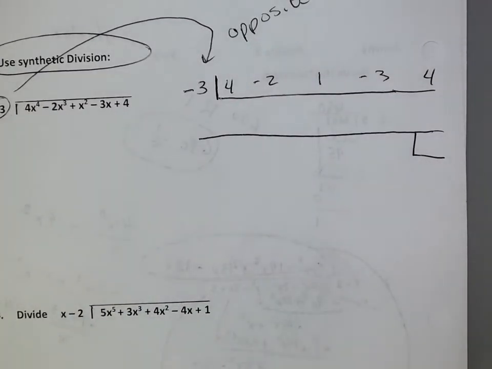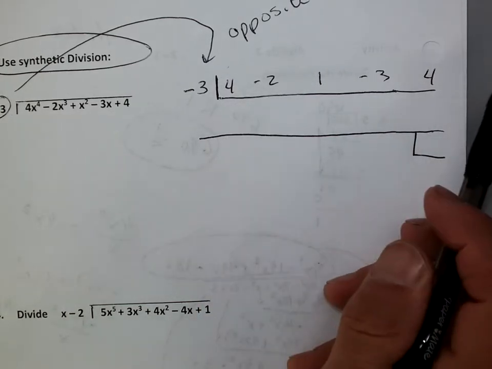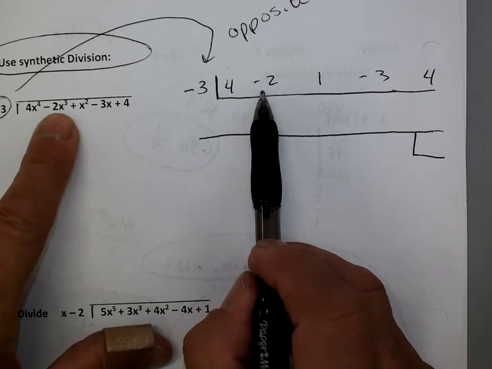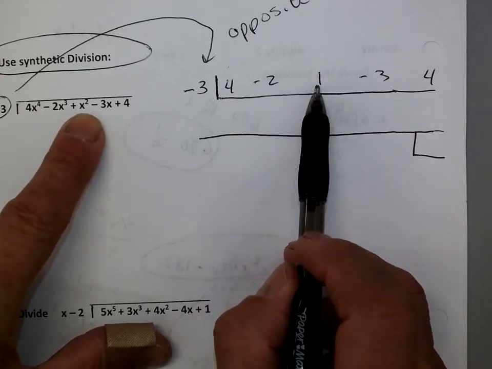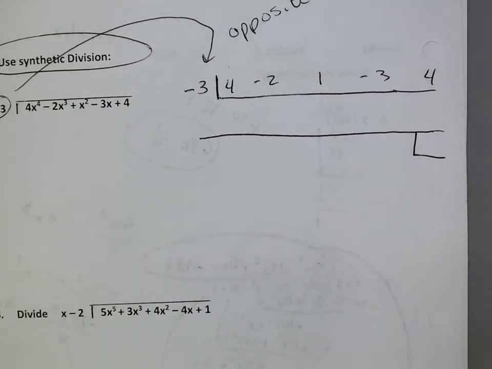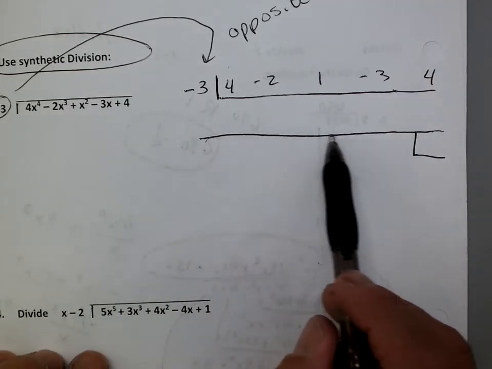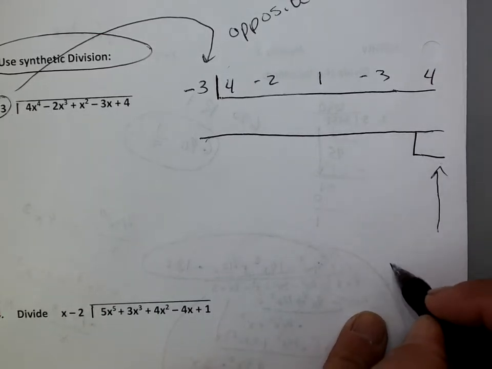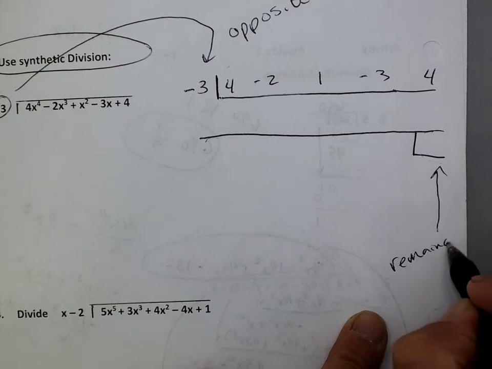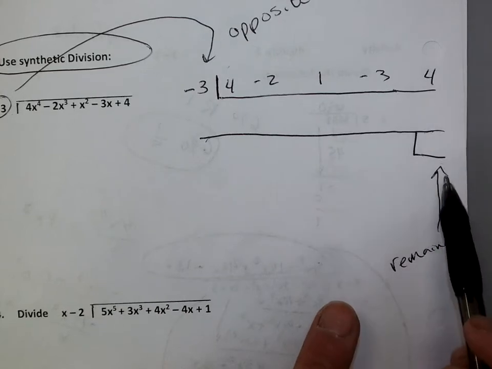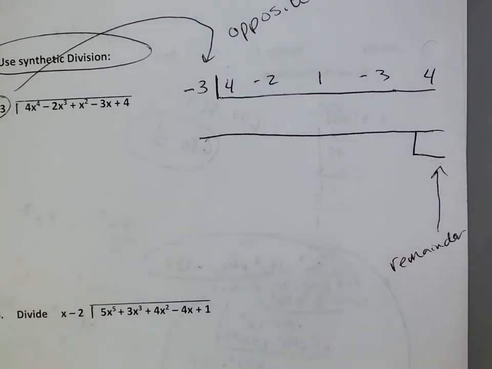So here's how we do synthetic division. It's actually a really cool little trick. You put your upside down division sign, you put your coefficients, 4, -2, 1, -3, 4. This is really easy, but you've got to learn how to do this. I put my line and a little box. This little box is going to be our remainder. It's really right below our constant term, because that's where my remainder is going to go.